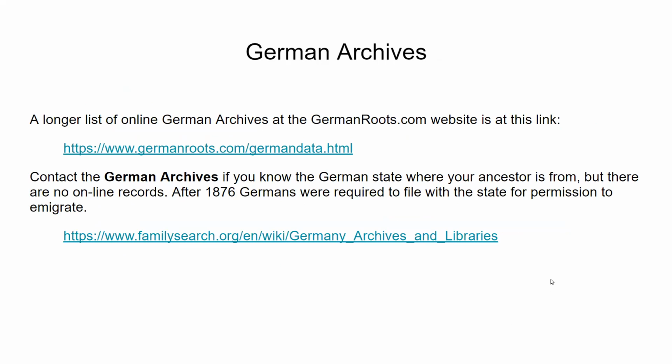Now another website that is very helpful is GermanRoots.com, and this will give you a good place to start searching if you know the ancestor and once again the area they came from. Likewise, the German archives for each state has their own archival office, and if you have no online records, you can contact them. I'll show you an example later on where I was able to contact them and show you the type of information that was available from the state archives in Germany.